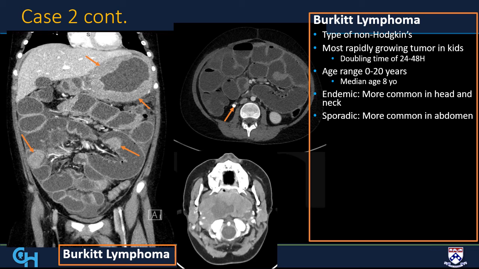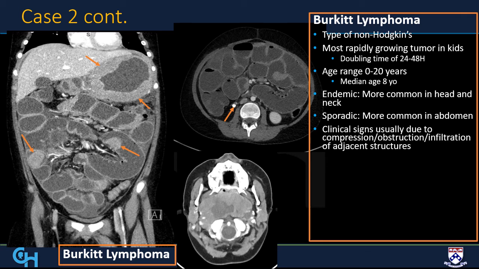The endemic variant is linked to Epstein-Barr virus and is observed particularly in Africa, where malaria is also endemic. The sporadic variant is the most common form in the rest of the world. With the head and neck type, you're always worried about airway compromise, but we're lucky that this type of lymphoma is very sensitive to chemotherapy.